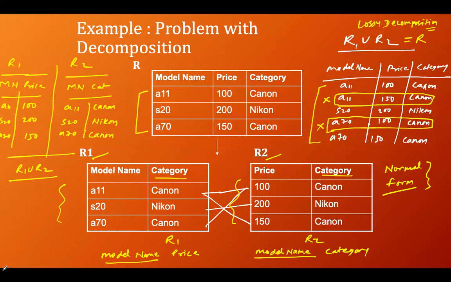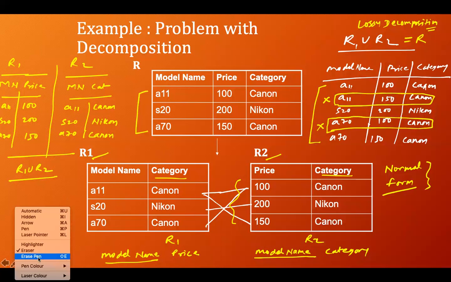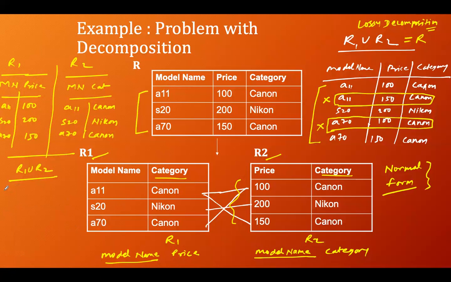So let's do that. We should get R. Okay, so what is in the R? We have model number, we have price, and we have category. Let's do the same thing, because this is the common attribute, we have to take this A11, A11. We can join it. What will we get? A11, 100, Canon. Do we have any other A11? No.